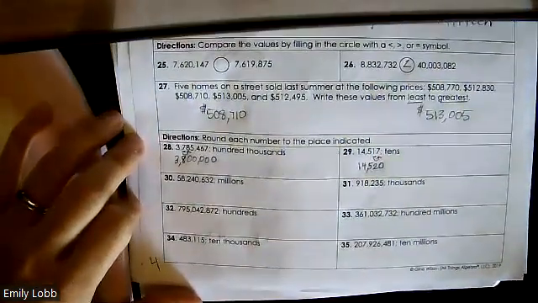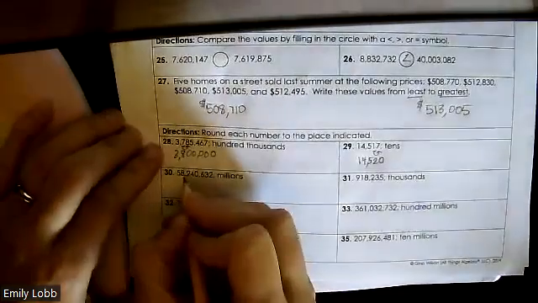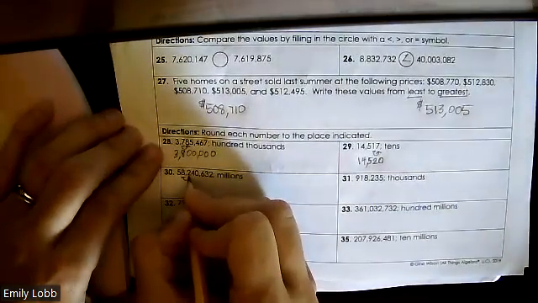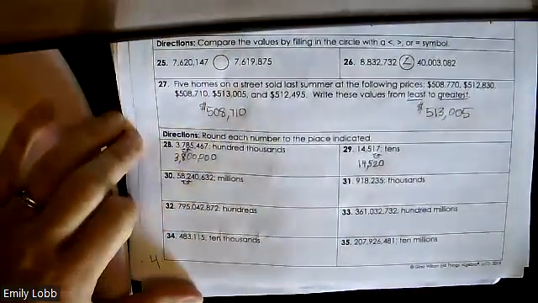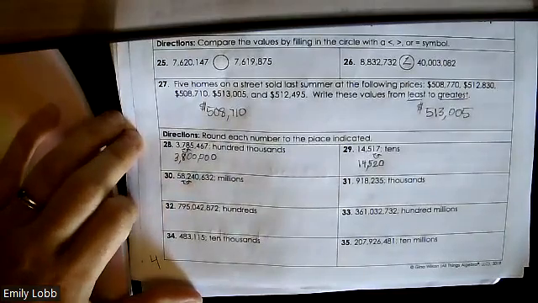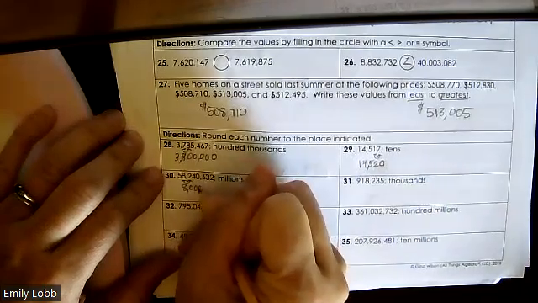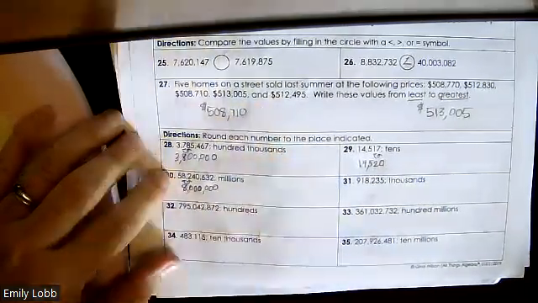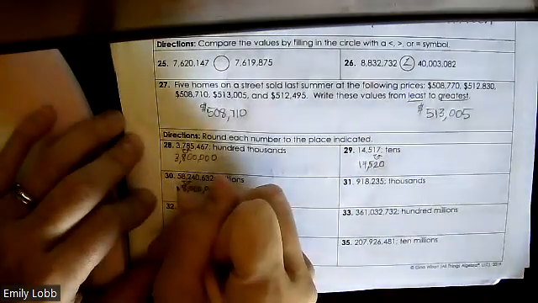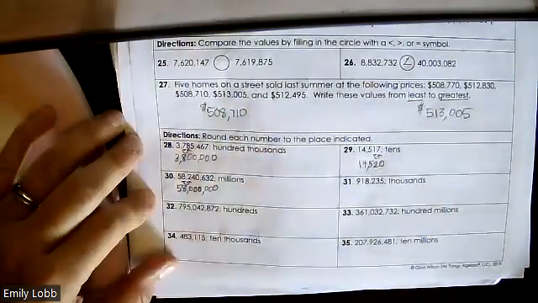Okay, millions place here. We find the millions. We look to the right. If it is less than 5, it stays the same. So that 8 is going to stay the same. Everything after it is turning to a 0, and the number in front of it comes straight down.